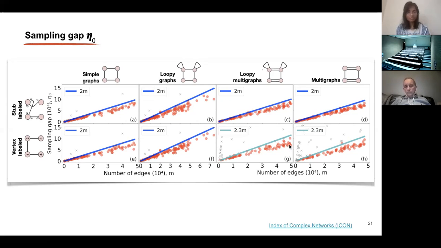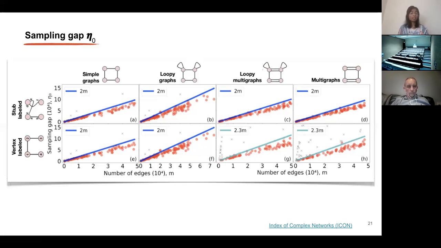The gray crosses that we see over here are graphs for which 2.3m and 2m are not going to be good upper bounds. And these are actually graphs that are very dense. And for these 2 spaces, these are graphs where some of the nodes have very high degrees. We were able to identify how exactly high density and high degree play a role in this sampling gap. But for the interest of time, I cannot go into the details, but I'll be happy to talk about them offline if anybody's interested.